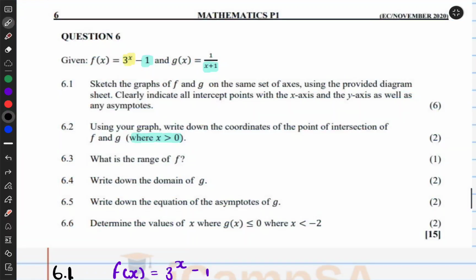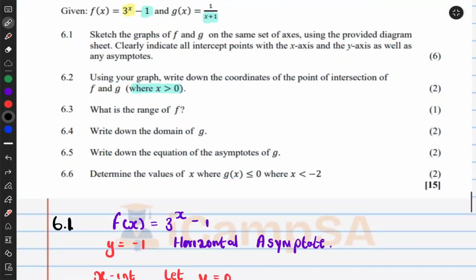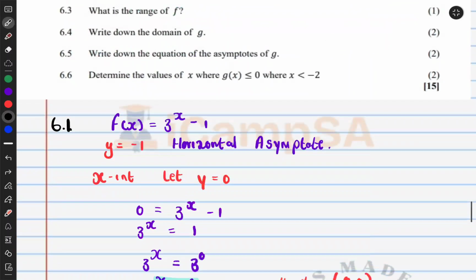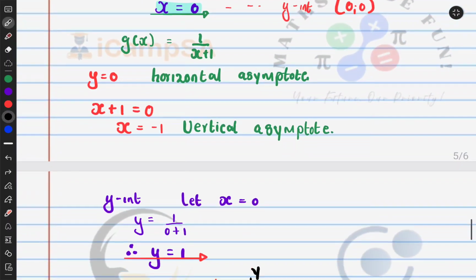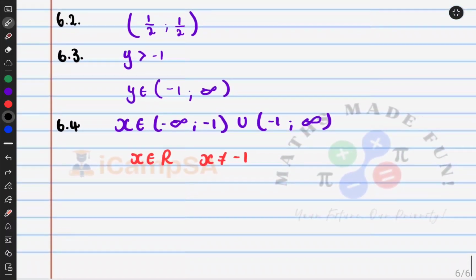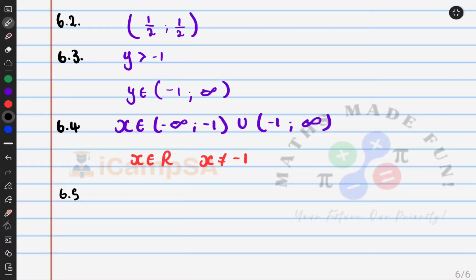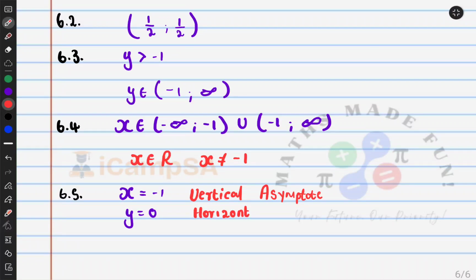g is the hyperbola. Equation of the asymptotes of g. That is 6.5. We've already calculated the equations of the asymptotes: x is equal to -1, which is your vertical asymptote, and y is equal to 0, which is your horizontal asymptote.